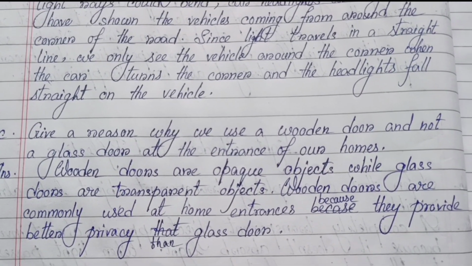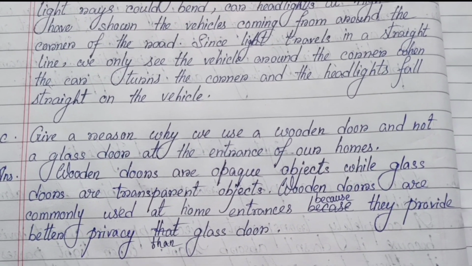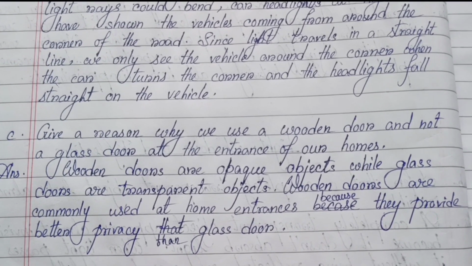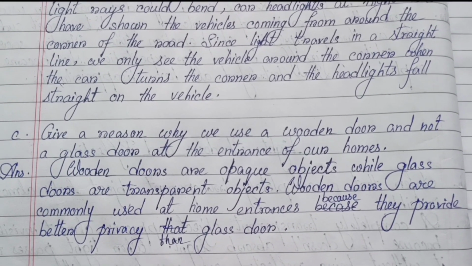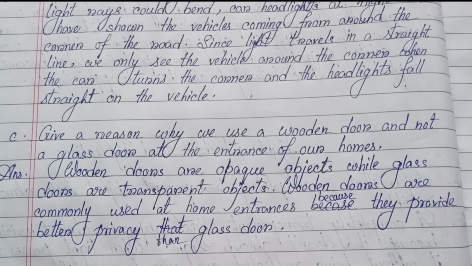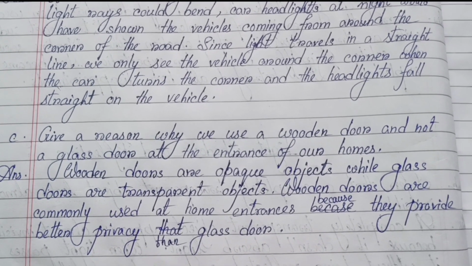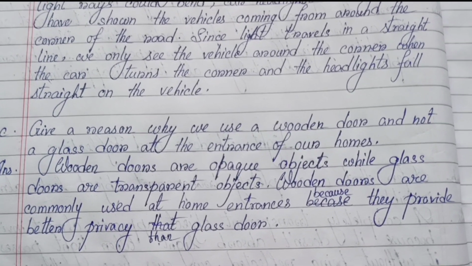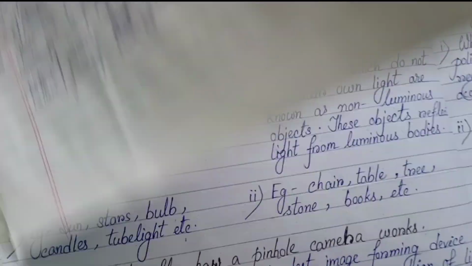Number C, give a reason why we use a wooden door, not a glass door, at the entrance of our home. Wooden doors are opaque objects, while glass doors are transparent objects. Wooden doors are commonly used at home entrances because they provide better privacy than glass doors.